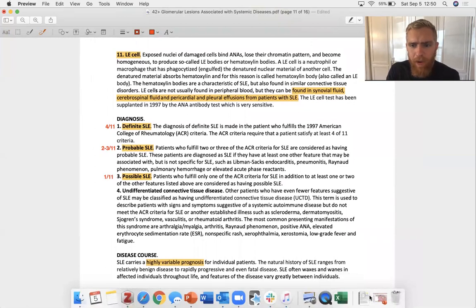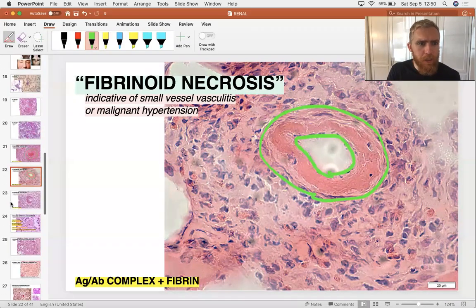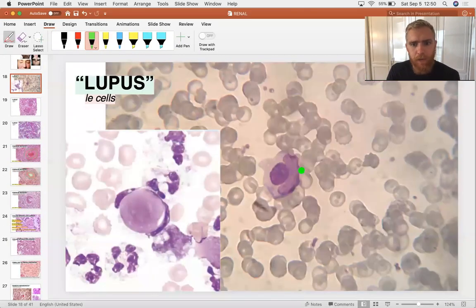LE cells, I'm going to show you a picture rather than read that to you. Here's an LE cell or two. They're basophilic. What does that mean? That means they're more purple than they are pink. H and E: H is hematoxylin, basophilic, purple. E is eosin, pink, eosinophilic.